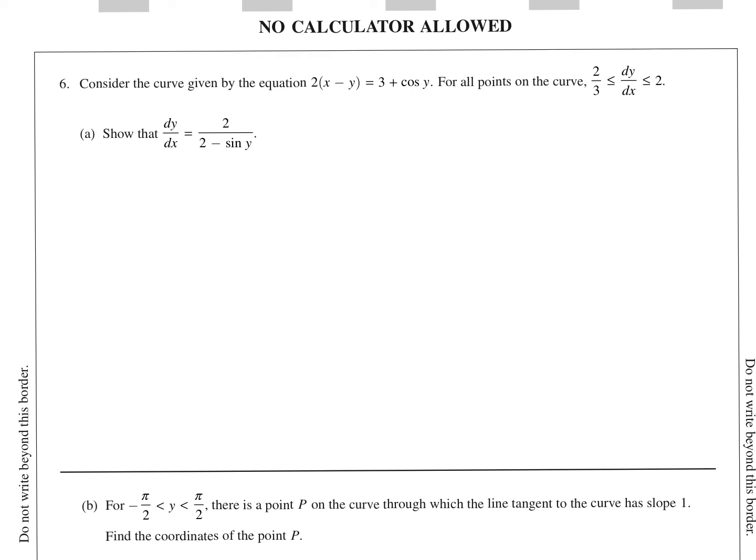dy dx. So if I take the derivative of this entire equation, how would I take the derivative? Maybe we start on the right side just to clarify things a little bit. What's the derivative of this right side? What's the derivative of 3? 0. The derivative of cosine? Careful. Negative sine of y times the derivative of my angle, dy dx, and I know that because of what they put here. They want it with respect to x.